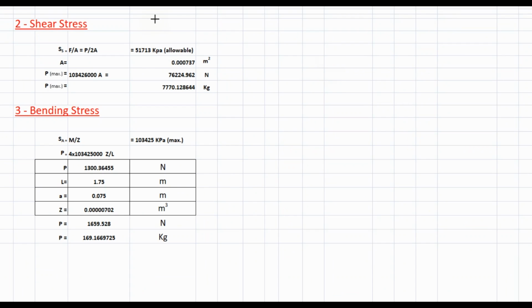Now we'll do calculation for shear stress and bending stress also. As per shear stress, maximum allowable duct weight for this angle is 7770 kg, and as per bending stress, maximum allowable duct weight for this angle is 169.16 kg. As these two weights are more than our riser duct weight, so as per shear stress and bending stress also, this angle is safe to use for this duct riser support.